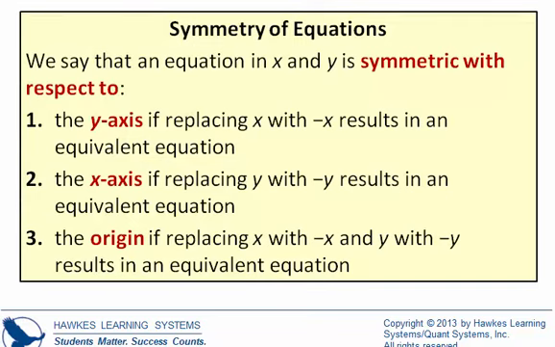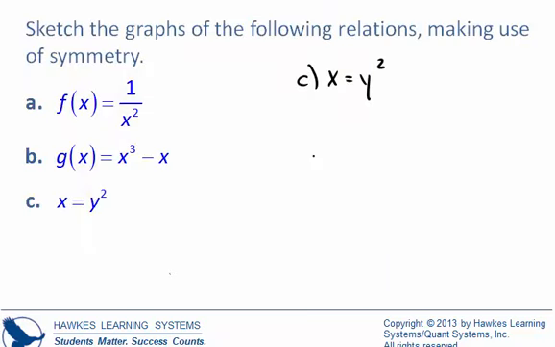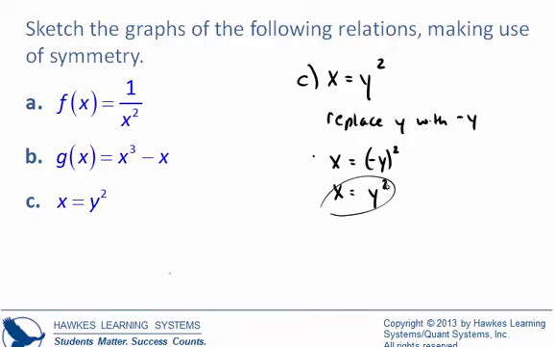So if we have symmetry with respect to the x-axis, we want to replace the y with a negative y. So we are going to replace the y with negative y. And so we'll rewrite our equation, and instead of that y, we're going to put a negative y, and then we'll square it. And when we square the negative y, it becomes positive, and then we get y squared. And so you can see that we get right back to where we started, and that confirms that we do have symmetry with respect to the x-axis.